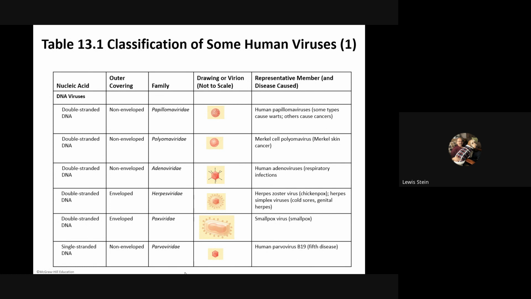EBV, also known as Epstein-Barr. This is most likely spread by kissing, and the disease it causes is infectious mononucleosis.